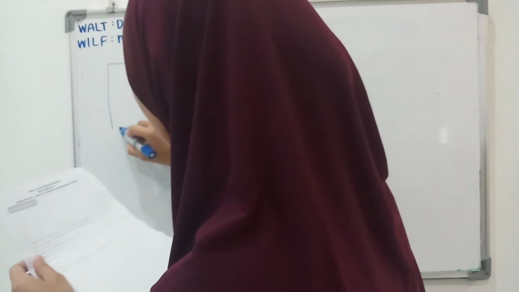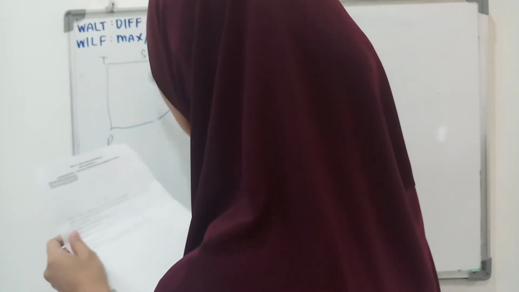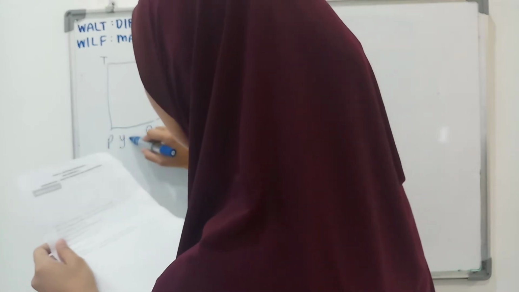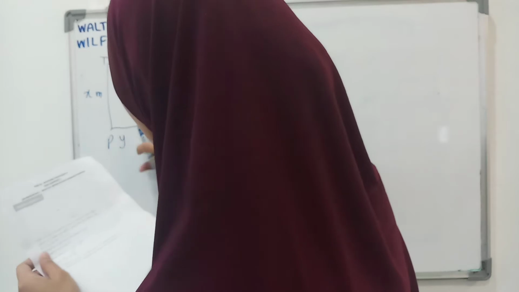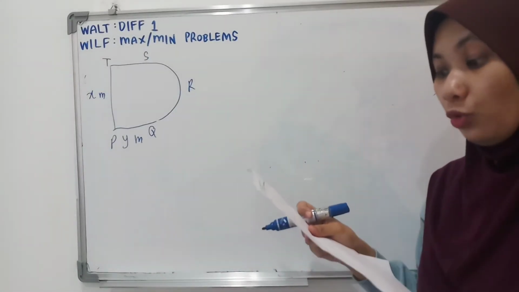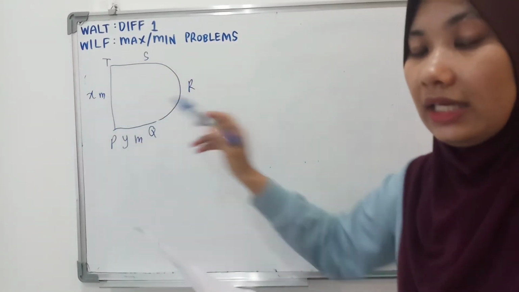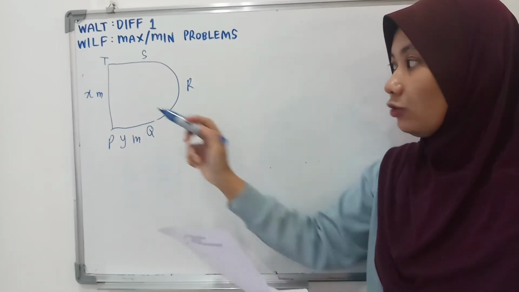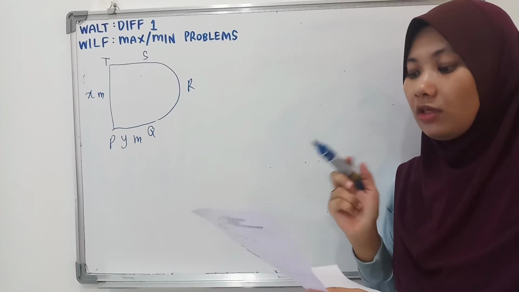Please read the question. Okay, so this is my T, this is my P, this is S, this is Q, and this is R. Given that this is Y m, this is X m. Okay, so a piece of wire of length 2 meter means the perimeter is 2 meter. The hint is in between the lines. Read the question properly. A piece of wire of length 2 meter. Everything you add, you get 2 meter. It's bent to form the shape PQRST.